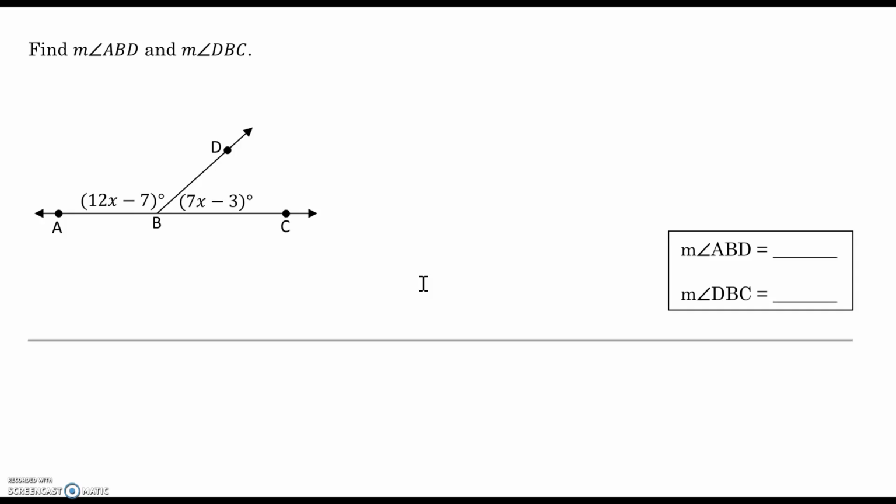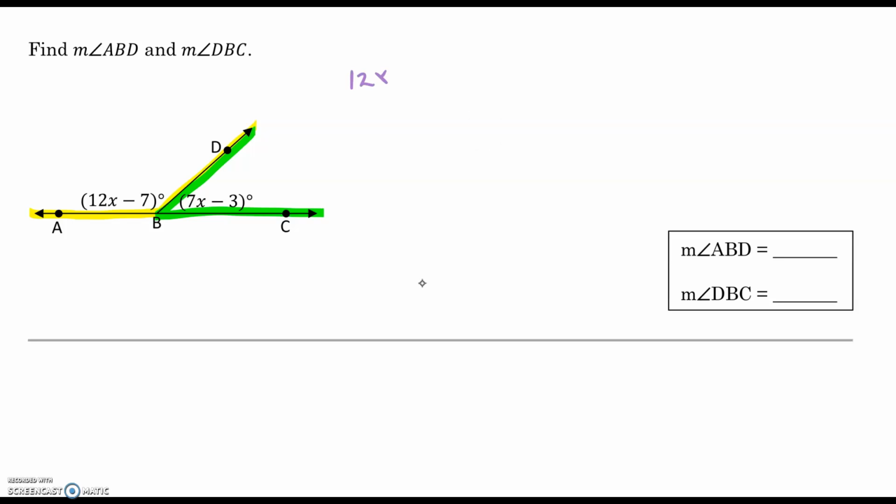So here we have to find the measure of angle ABD and DBC. Here we have supplementary angles, or a linear pair, right? The non-common sides form opposite rays, which forms a line. And we remember from the beginning that angles like this that form a line are supplementary. They add up to 180 degrees.